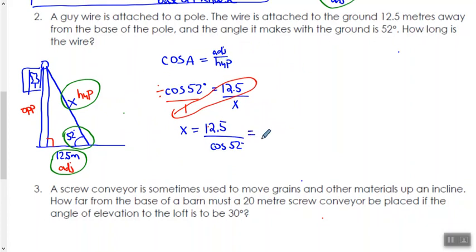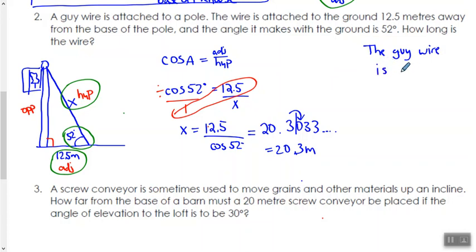So putting that into our calculator, we get 20.3033, so on and so forth. Rounding to 1 decimal place, we'll get 20.3. And our units here are meters. So 20.3 meters. Now this is a word problem, so let's write our sentence. So the guy wire is 20.3 meters long.